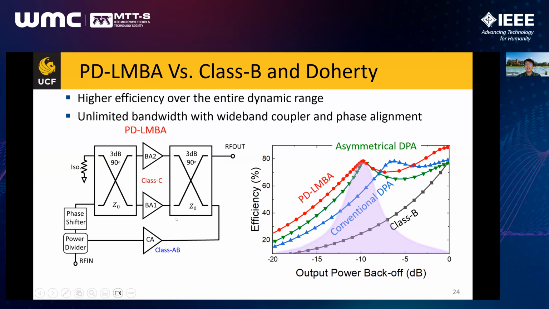As you can see, by setting the control amplifier as the carrier in class AP and the balanced amplifier as the peaking in class C, we can achieve an enhanced efficiency curve with an extended power backoff range and improved efficiency over the entire dynamic range. And it can also be very broadband with a proper design of the phase alignment between those two amplifiers.